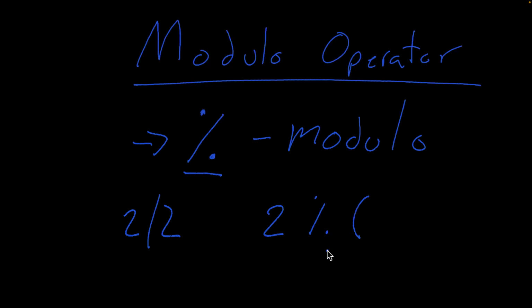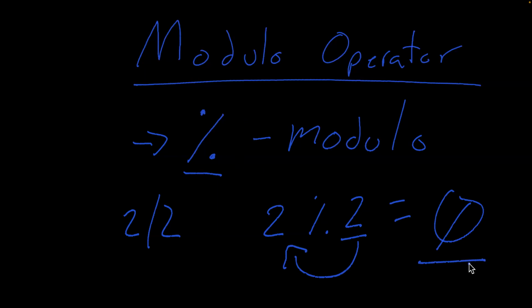So 2 modulo 2 equals 0. That's because 2 goes perfectly into 2, and there is no remainder after you've done the division. So the modulo operator is asking, what's the remainder after you've done the division?